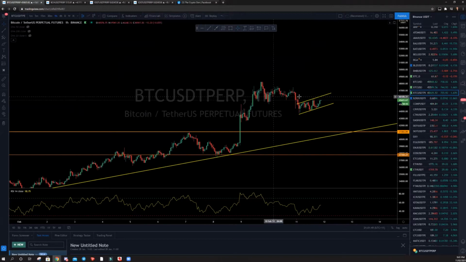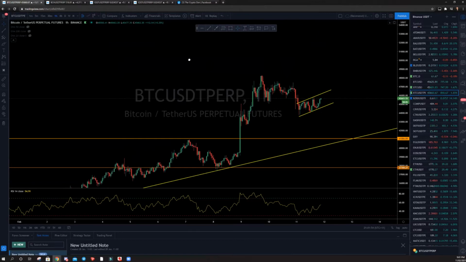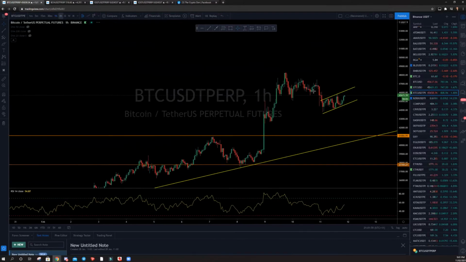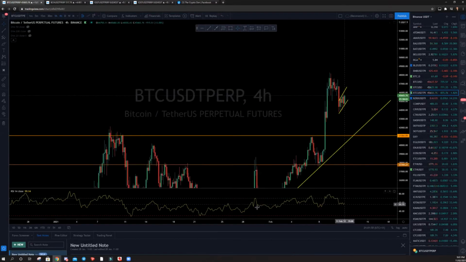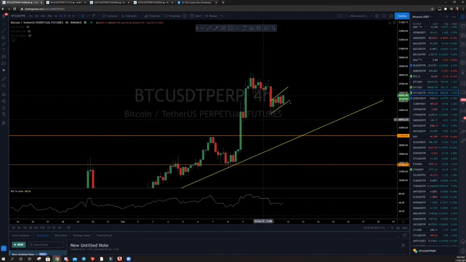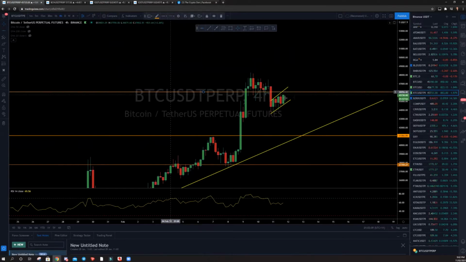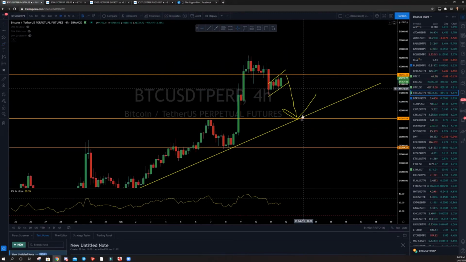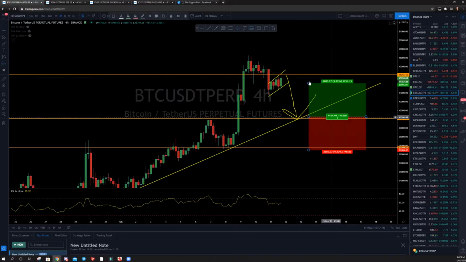But we have had a break of... sorry, I'll put this on the 4 hour. So at the moment, we've had a bit of a push down, and then we're struggling to get back up. So I'm looking at a retest of this resistance up here, and then possibly, like Davo said, a push back down to support, and then I'll possibly be looking for longs from this area here.